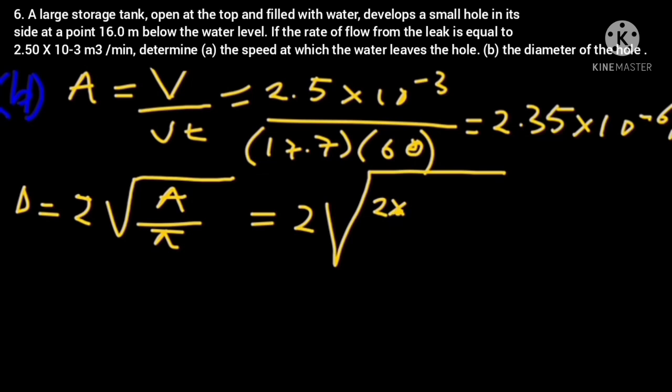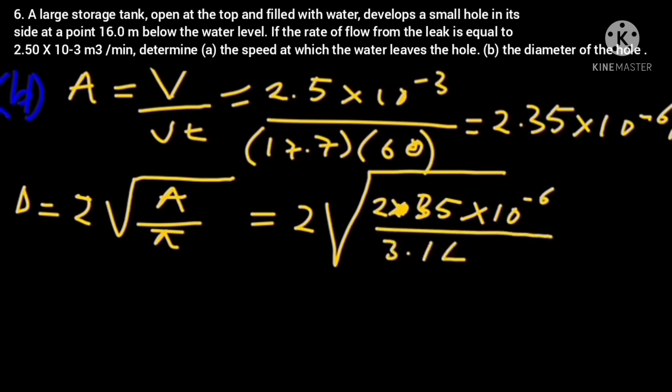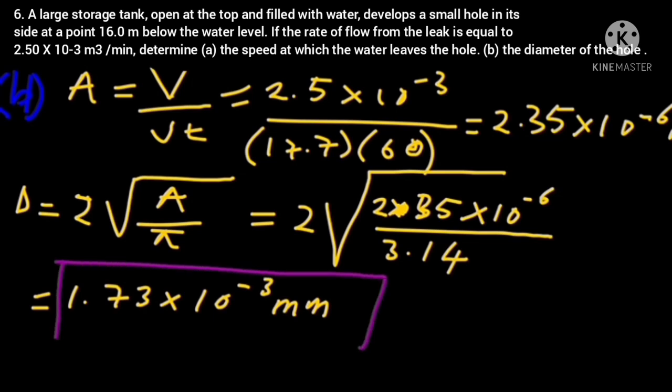Okay, so our area we calculated is 2.35 times 10 to the power negative 6 over pi, which is 3.14. So this is equal to 1.3 times 10 to the power negative 3 meters, millimeters, sorry. So that's the answer. That's the diameter of the hull. Okay. So it is very easy.